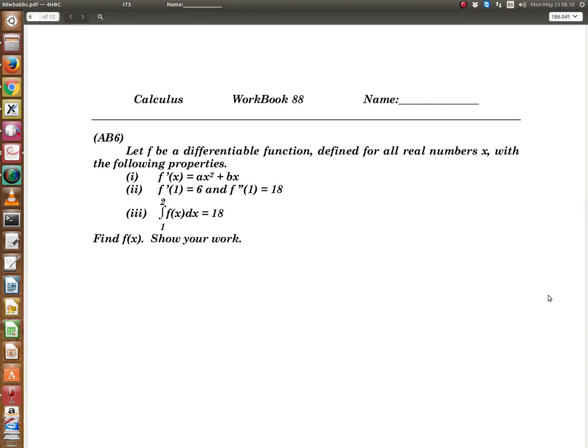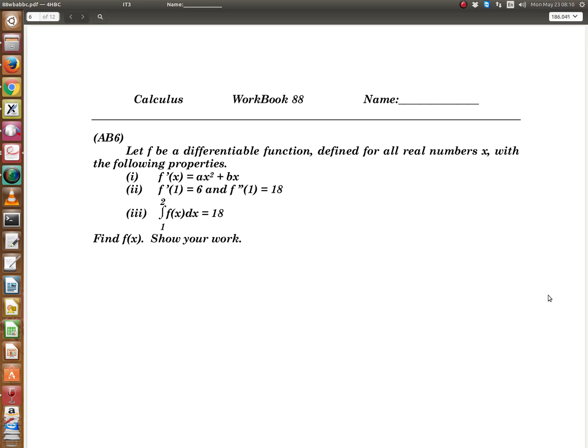So let's do it. Can we do this free response question in Sage? Let f be a differentiable function defined for all real numbers x with the following properties. f prime is ax squared plus bx, and f prime of 1 is 6. f double prime of 1 is 18. And the definite integral from 1 to 2 of f, between f and the x-axis, is 18. Can you figure out what f is?